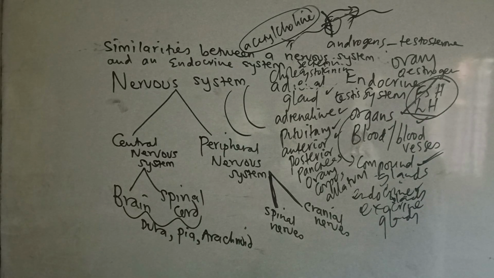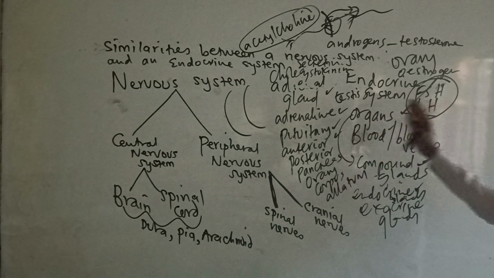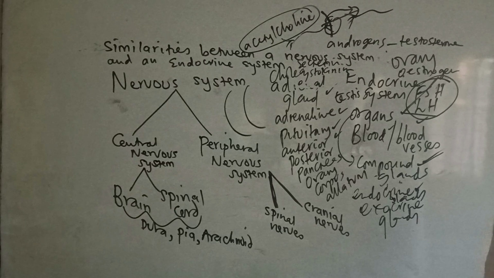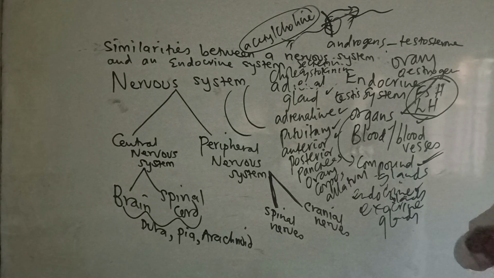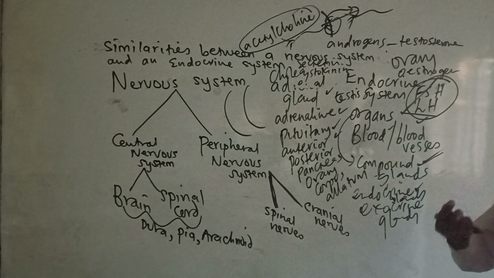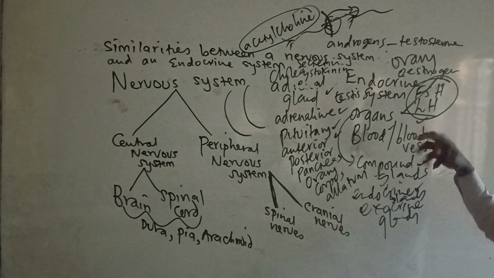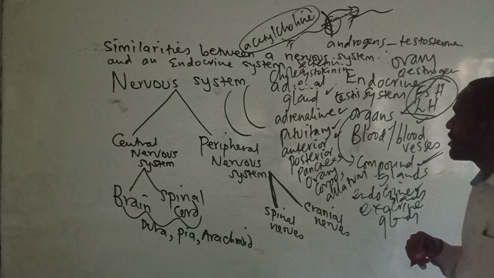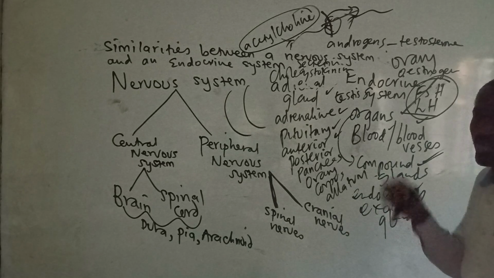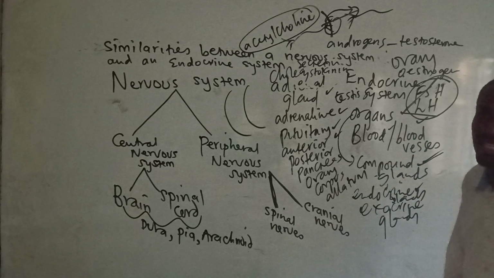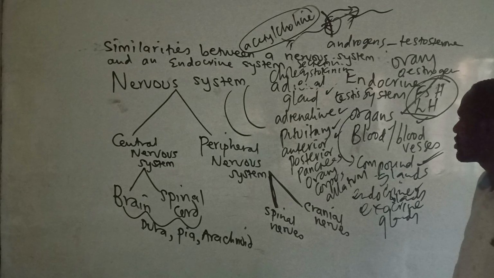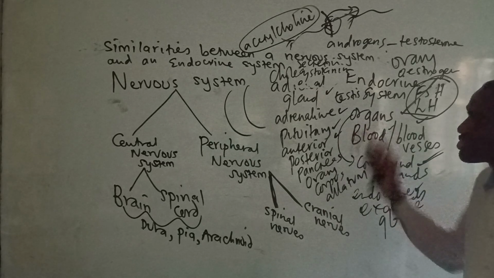Another similarity is that these two systems bring about a survival response in the body of a human being. I was pinched, I had to withdraw my hand. I had an excess of glucose in the body, and that level of glucose has to be restored to normal. So they bring about a survival response in the body of a living organism. And I've told you, they must work hand in hand to bring about a particular response. So these are just some of the similarities between these two systems.